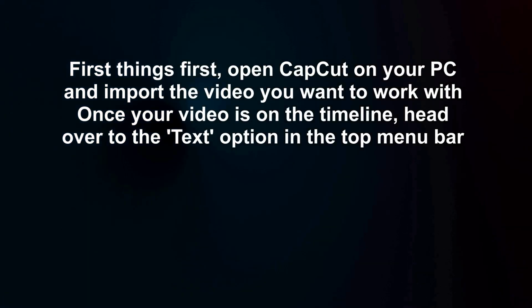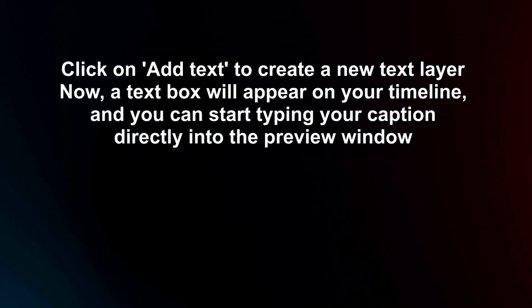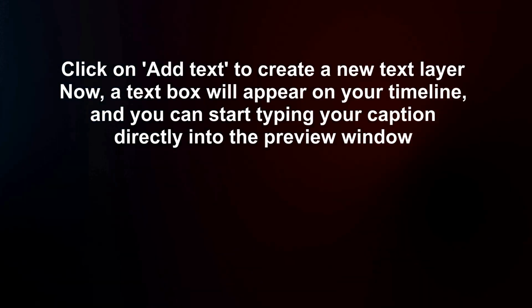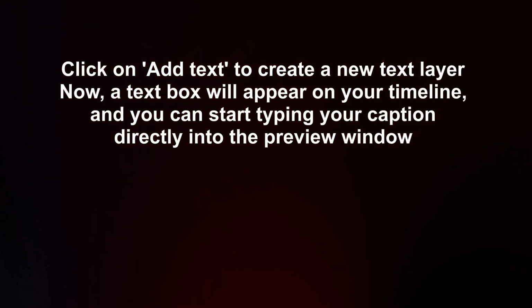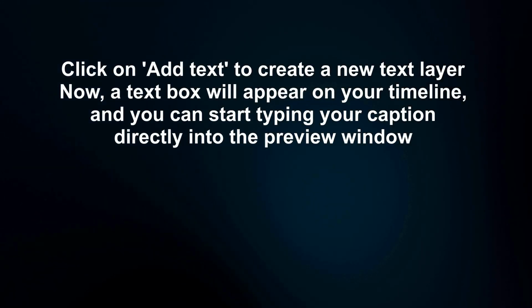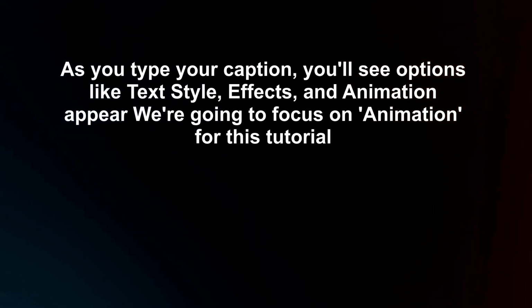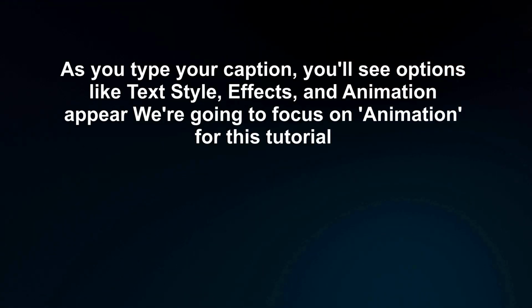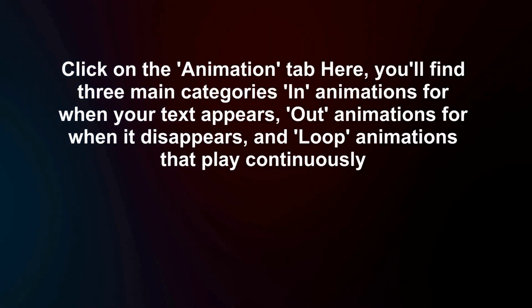Once your video is on the timeline, head over to the text option in the top menu bar. Click on Add Text to create a new text layer. Now, a text box will appear on your timeline, and you can start typing your caption directly into the preview window. As you type your caption, you'll see options like text style, effects, and animation appear. We're going to focus on animation for this tutorial. Click on the animation tab here.